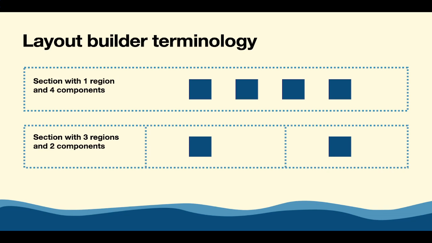Quick bit about the Layout Builder terminology. The topmost concept within the Layout Builder is called a section. And sections have one or more regions. So on this page, I've got two sections. One is a single column, one's a three column. Every bit of content, we can call a component. We place the components into the sections.